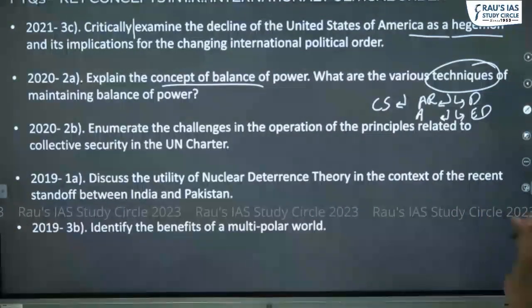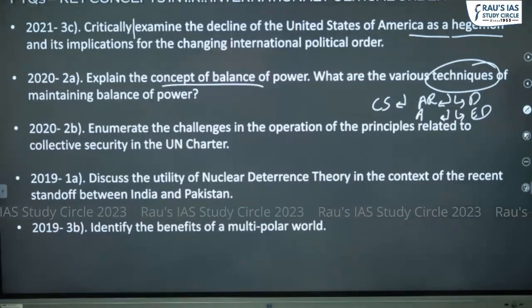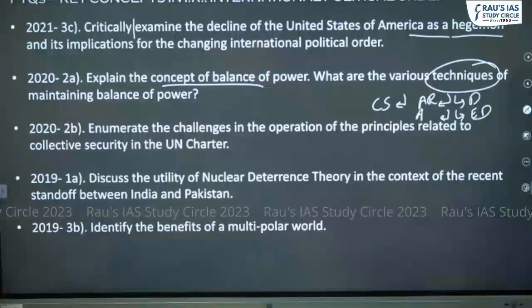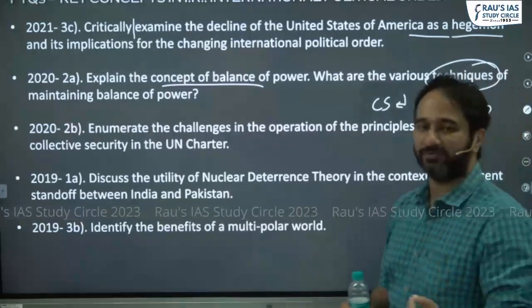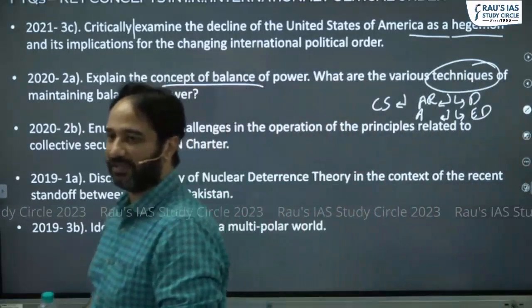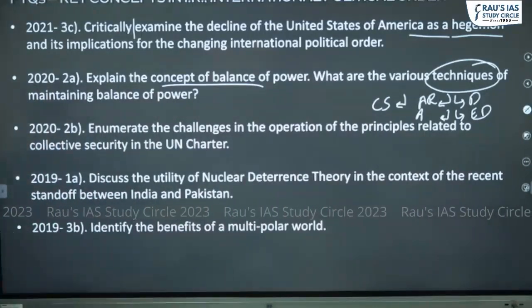Examples you can give, let's say for collective security, give the example of NATO or the UN Security Council. And you can see examples cannot be more than one line. If you're giving example more than one line, it means you are over explaining.